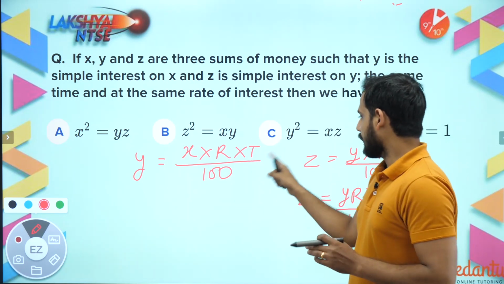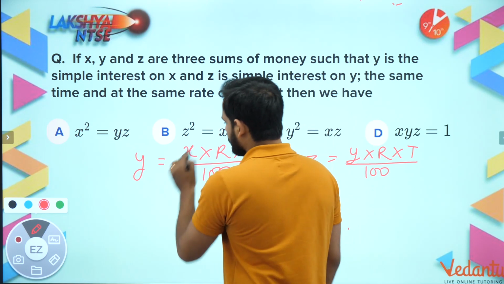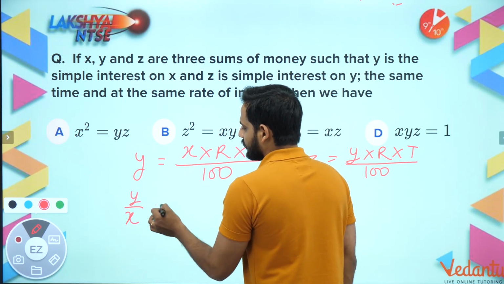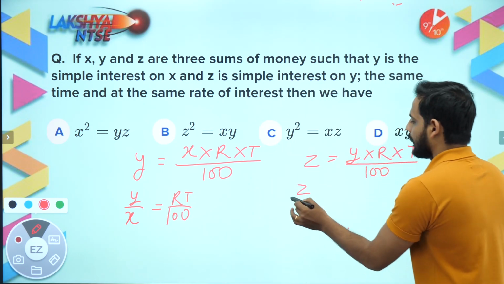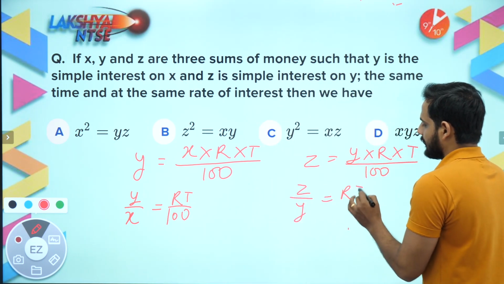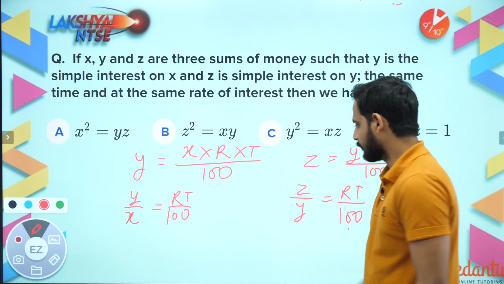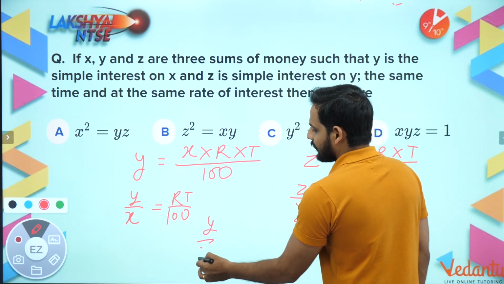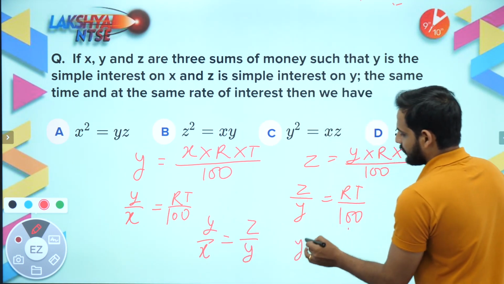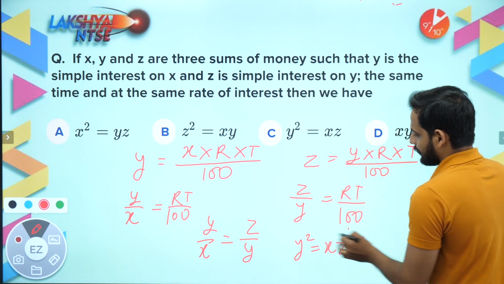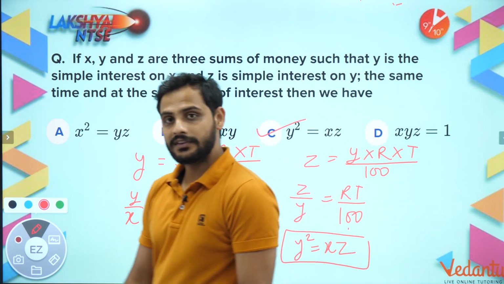So what I saw is that RT by 100 is common on both sides. So I can shift this X here. So Y by X is equal to RT by 100 and Z by Y is equal to RT by 100. Now both are equal to RT by 100, so both should be equal. So Y by X is equal to Z by Y. Cross multiplication will give you Y square is equal to XZ. That is option C.